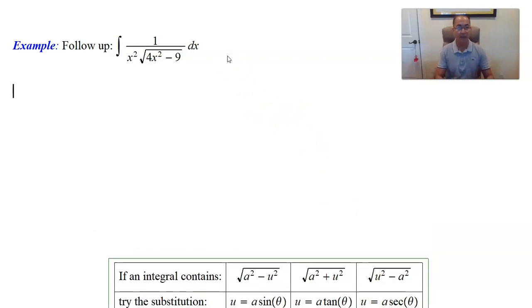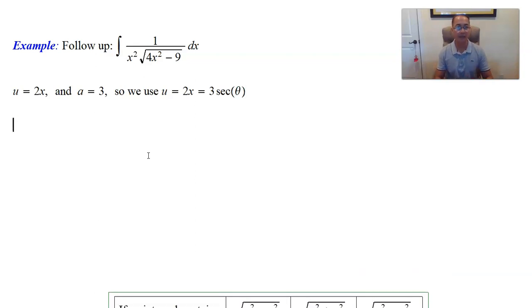Okay, so in this substitution, we have u is 2x, variable squared. So 2x quantity squared makes 4x squared. And our a is 3 squared to give you 9. Okay. 4x squared, 2x quantity squared, minus 9, 3 squared. So we use this substitution. So we use u equals 2x equals 3 secant theta. There we go. So that is the sub that we need.